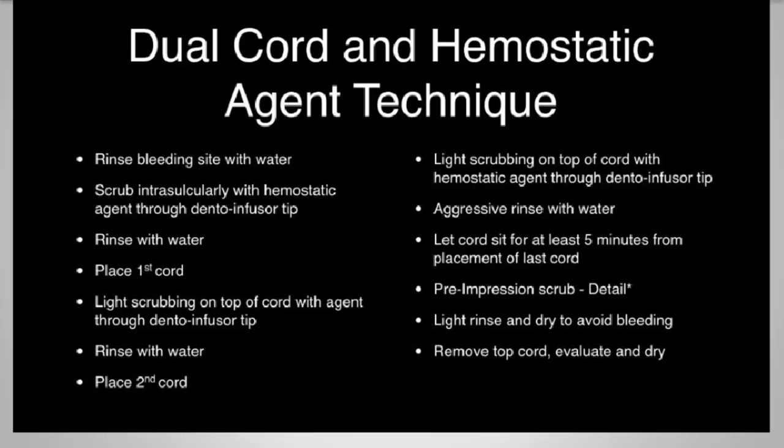After we get the tissue under control, we go ahead and place our first cord, tuck that into place so the ends are flush. And generally, again, that's a 0 or 00 cord. And then we lightly scrub the hemostatic solution on top of that into the sulcus. Do another air and water rinse, followed by placement of our second retraction cord. That second retraction cord is always larger. Generally a number 1 size cord, occasionally a number 2 cord. Once again, hemostatic solution is placed and then rinsed off.